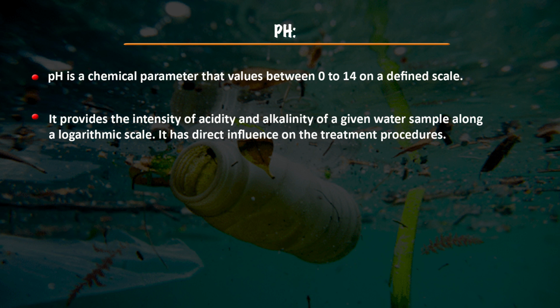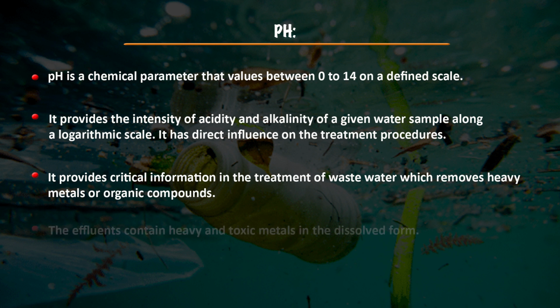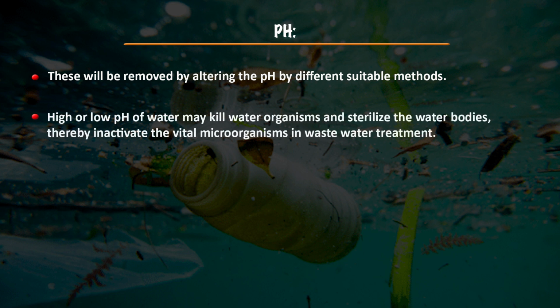So it has a direct influence on the treated procedures. So it provides critical information in the treatment of wastewater that removes heavy metals or organic compounds. The effluents are the waste generated from the factories that contain heavy and toxic metals, also in dissolved form. They will be removed by altering the pH by different suitable methods. High or low pH of water can kill water organisms and also sterilize the water bodies, and so it results in inactivity of the vital organisms in wastewater treatment.